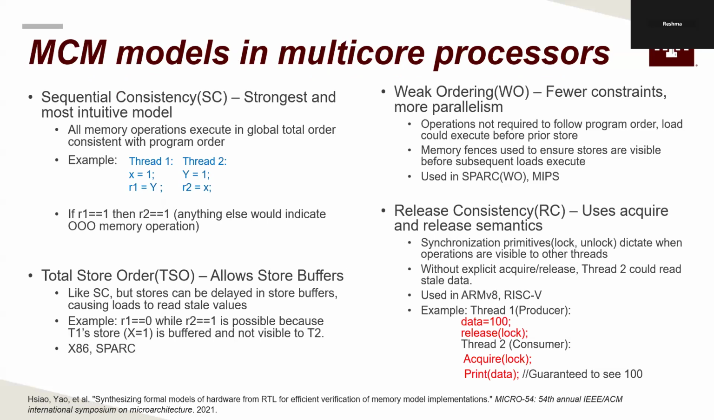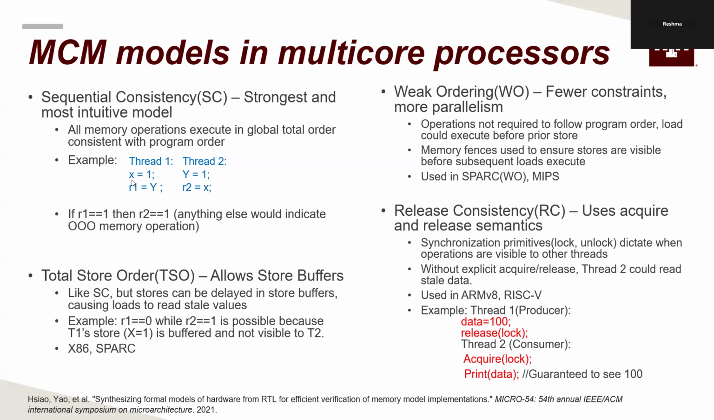Now we are going to look at some MCM models in multi-core processors. These are the ones used widespread in academia and industry. The first one is sequential consistency, which is the strongest and the most intuitive model. All memory operations appear to execute in a global total order, and this order is consistent with program order.